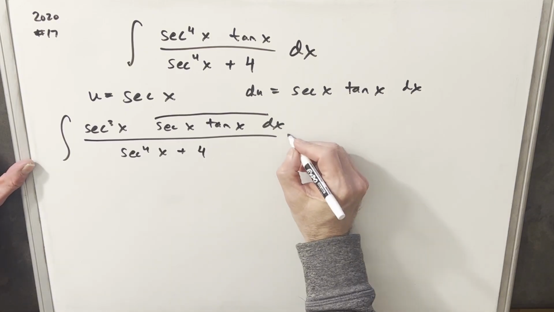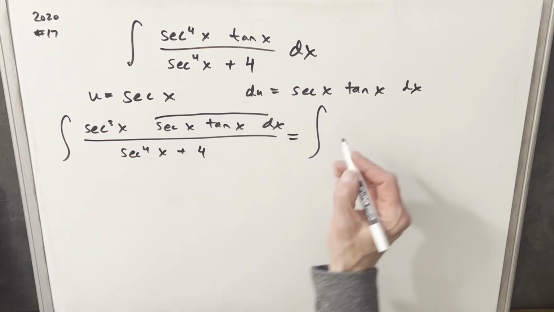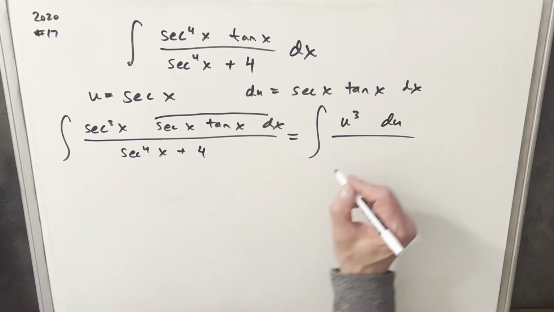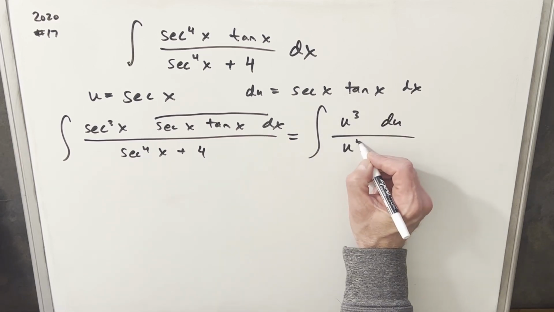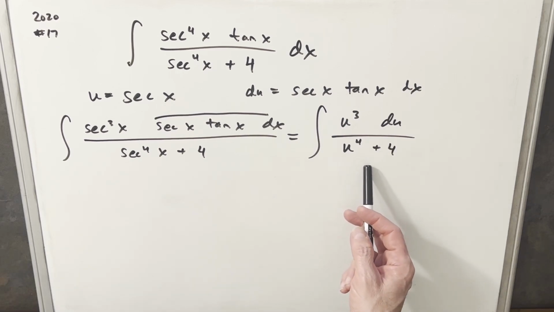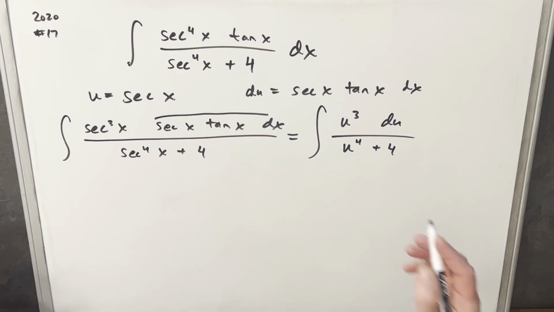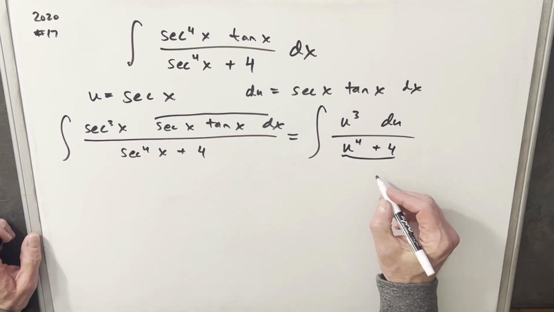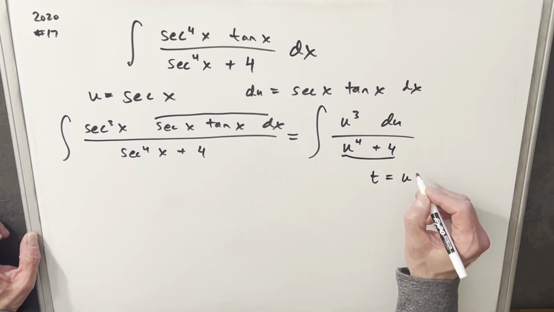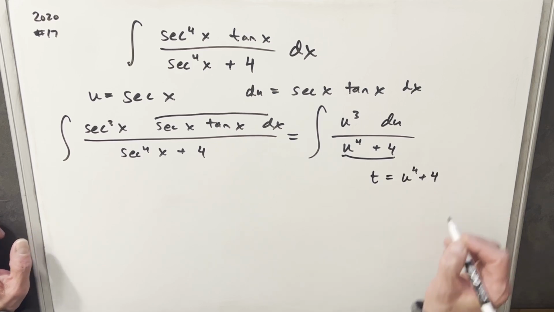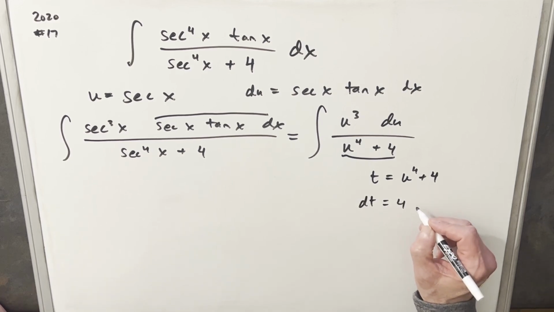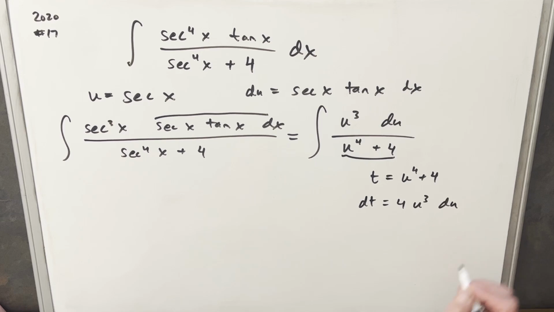And now I'll just make this substitution. So here, this secant cubed is going to be u cubed. This again is our du. Denominator, we're going to have this secant fourth is u to the fourth plus 4. Okay, and this isn't looking so bad over here, but I think what we need to do is just another substitution. So I'm going to substitute for this whole denominator. We already used u, so I'm going to use t. So we'll say t is u to the fourth plus 4. Take the derivative, and our dt is going to be 4 u cubed du.